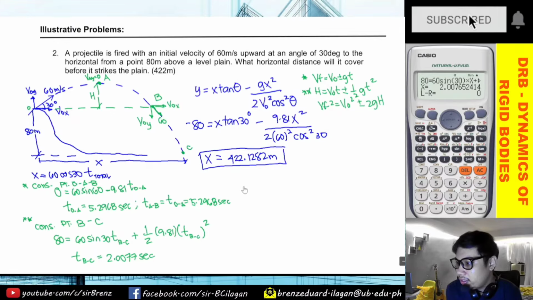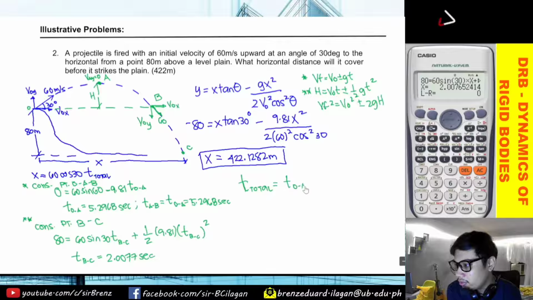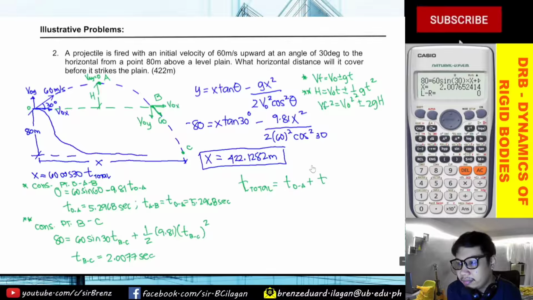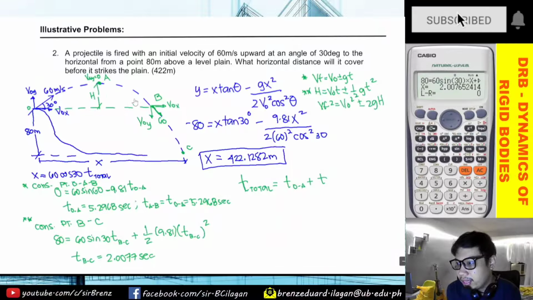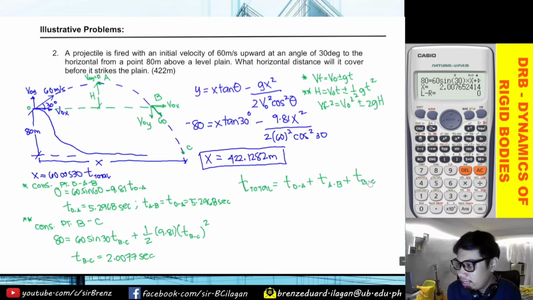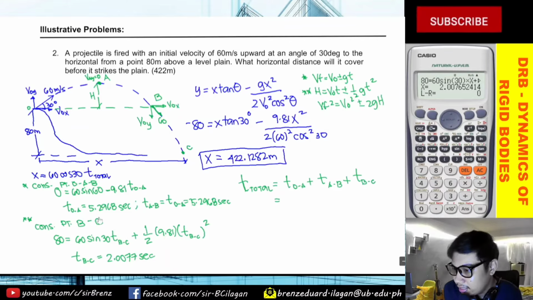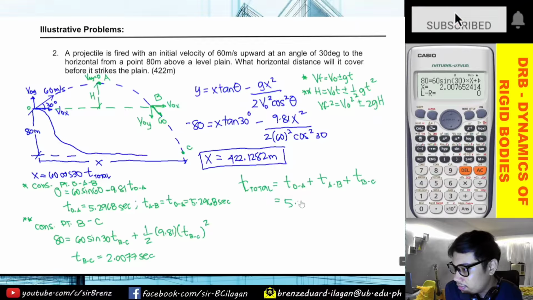Okay. So, therefore, the total time required, T total, so that is equals the time from point O to A plus time from point A to B. Medyo ang haba, no, compare dito. And then plus from point B to point C. So, pero pakita natin na pareho lang dapat yung lalabas dyan. So, 5.2968. So, pareho lang.